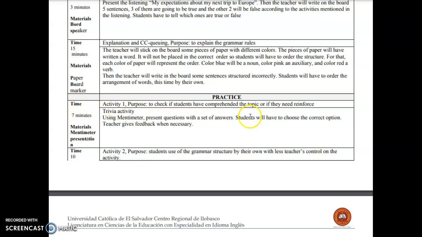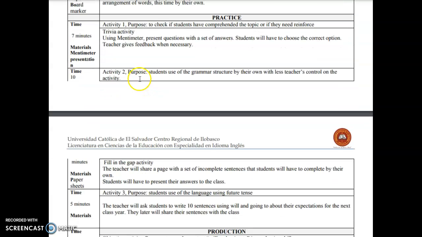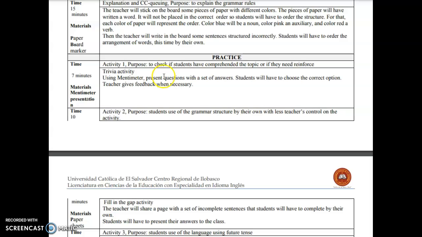Then we have here the practice. Sorry, for this, the explanation, we're going to spend 15 minutes, and the material will be the paper, board, and marker. Then we have the practice. The first activity that we will have will be a trivia activity. The purpose of this activity is to check if the students have comprehended the topic or if they need reinforcement.